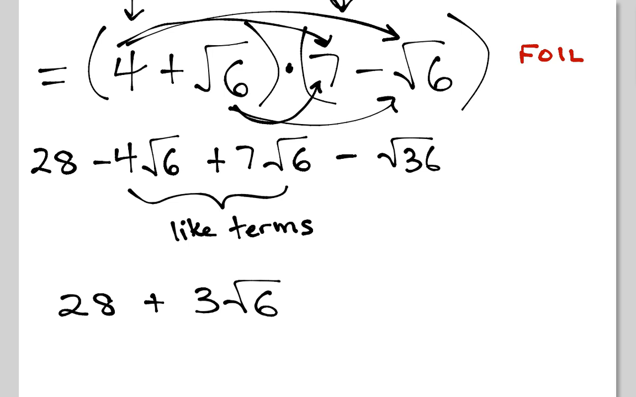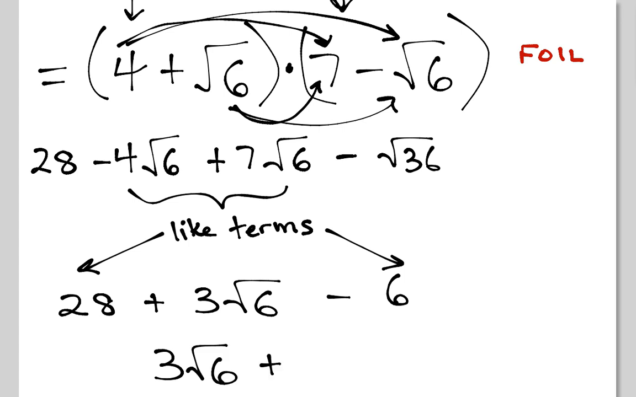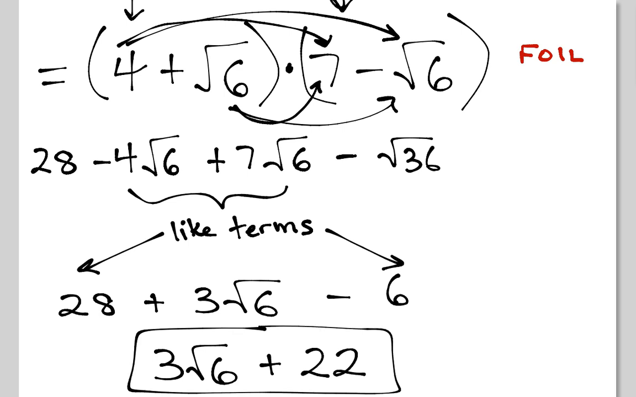And then the square root of 36 is 6. Now look at this. You still have some more like terms. What's 28 take away 6? Positive 22. So that's the final answer. Lots of like terms in that one.